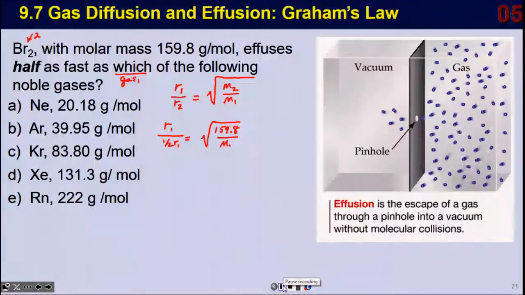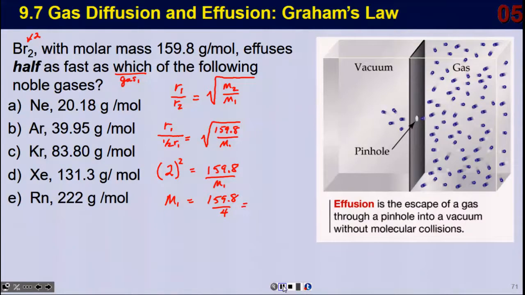Okay, so the term I have on the left looks a little funny. Essentially, 2 is what we get when we simplify this fraction in the denominator of that fraction. 2 is going to be equal to the square root of those two values. So let's not write the square root, let's square it. It's going to be 159.8 over mass 1, and so we can flip this around. 2 squared is clearly 4, so mass 1 is going to be 159.8 divided by 4.